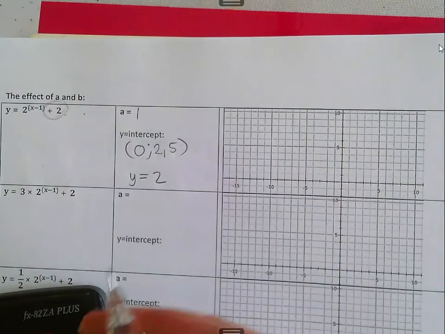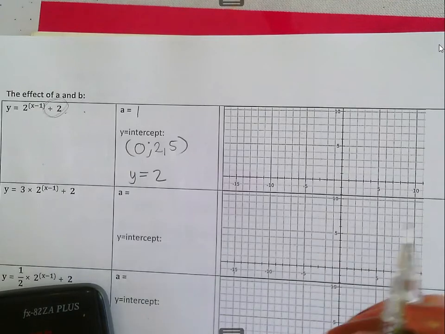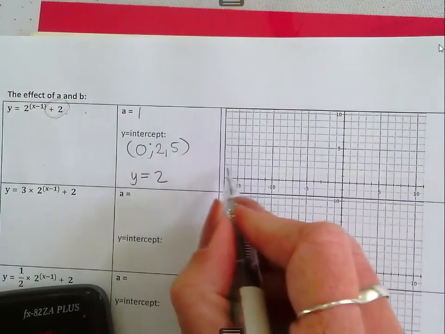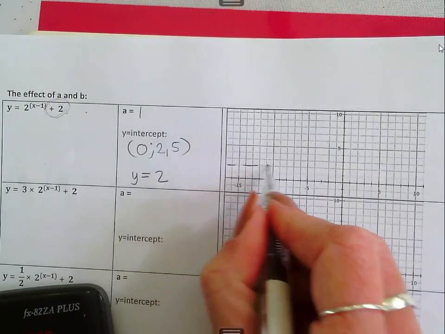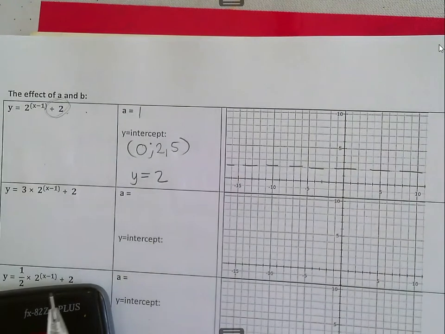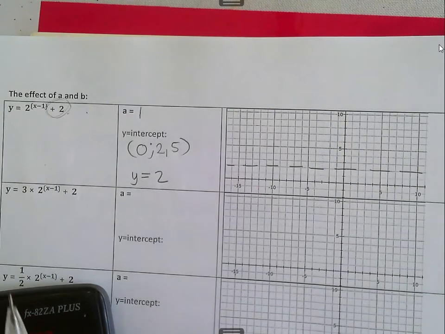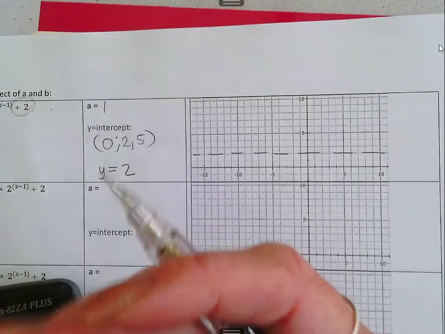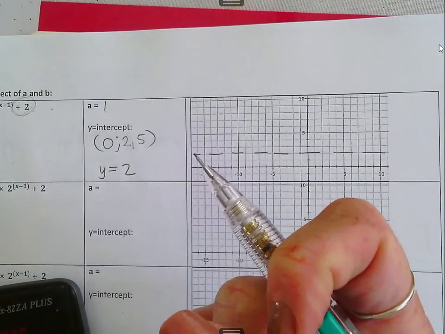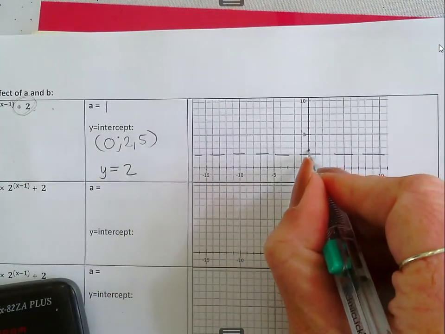Y equal to 2. Do you know how we draw an asymptote? With a dotted line. Do you know what the asymptote is? Your graph is not allowed to touch it. Yes, it's like a limit. It goes nearer to it, but it never touches it. So first off, we always draw the asymptote first. It's the easiest one because we read it from the equation. Now we've got a y-intercept at 2.5.